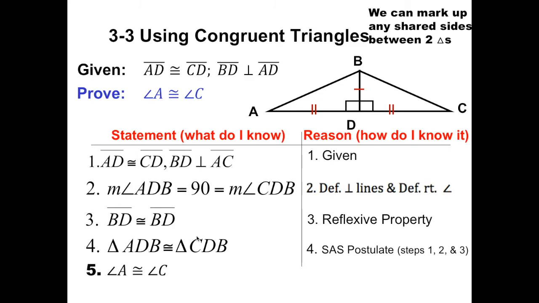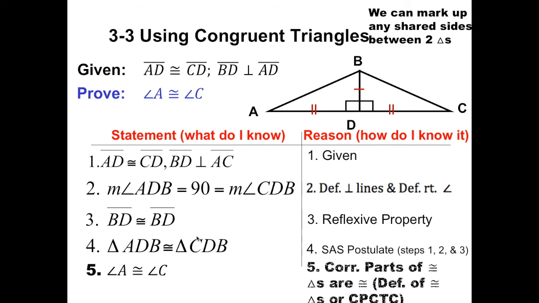Reason, right? This is the big thing for today's class: reason. Yes, my friends, it's there. I'm putting it on there for you. The reason is corresponding parts of congruent triangles are congruent. And if you haven't forgotten why that's so important, I put it up for you right here.